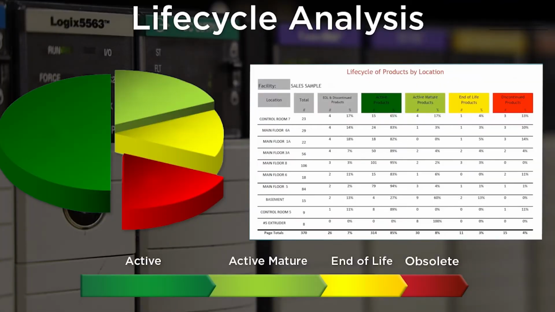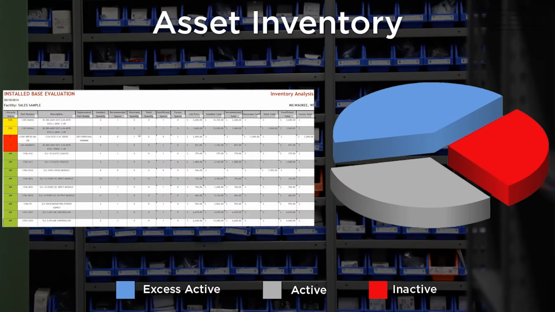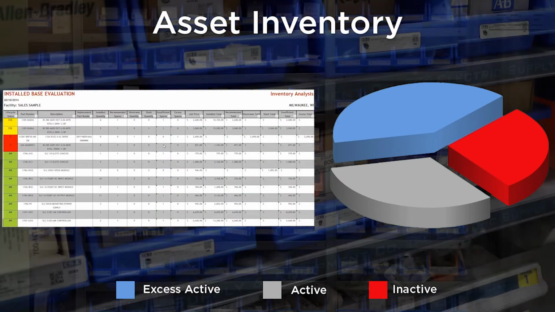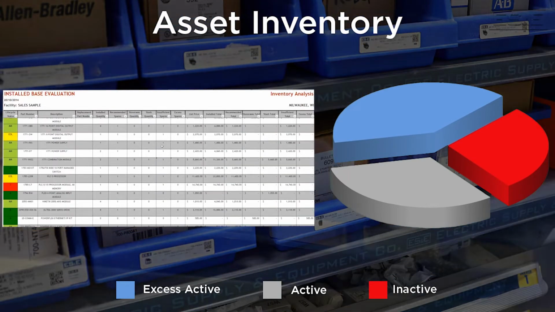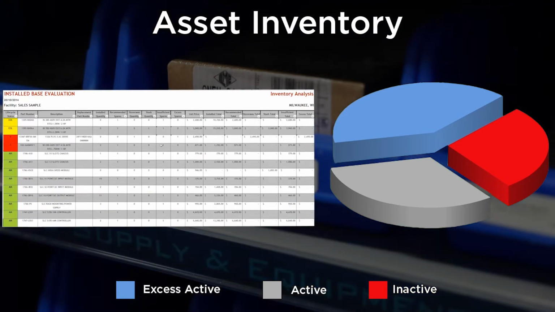An IBE provides complete plant asset lifecycle analysis, giving you a broader, more detailed understanding of your plant hierarchy and individual asset risk by line, machine, panel, and catalog number. You'll also get asset inventory, which provides a summary of sufficient or insufficient spares and recommended spares based on your plant operation and mean time between failure.